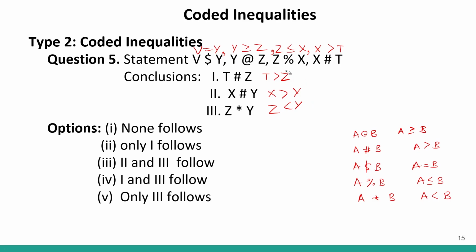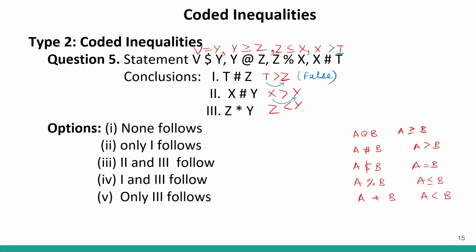So T is greater than Z. Means we will move from T to Z, bigger door to smaller door. So over here, I can see T. In front of T, we just have a small door. We don't have a bigger door. So this will be definitely false. Correct?